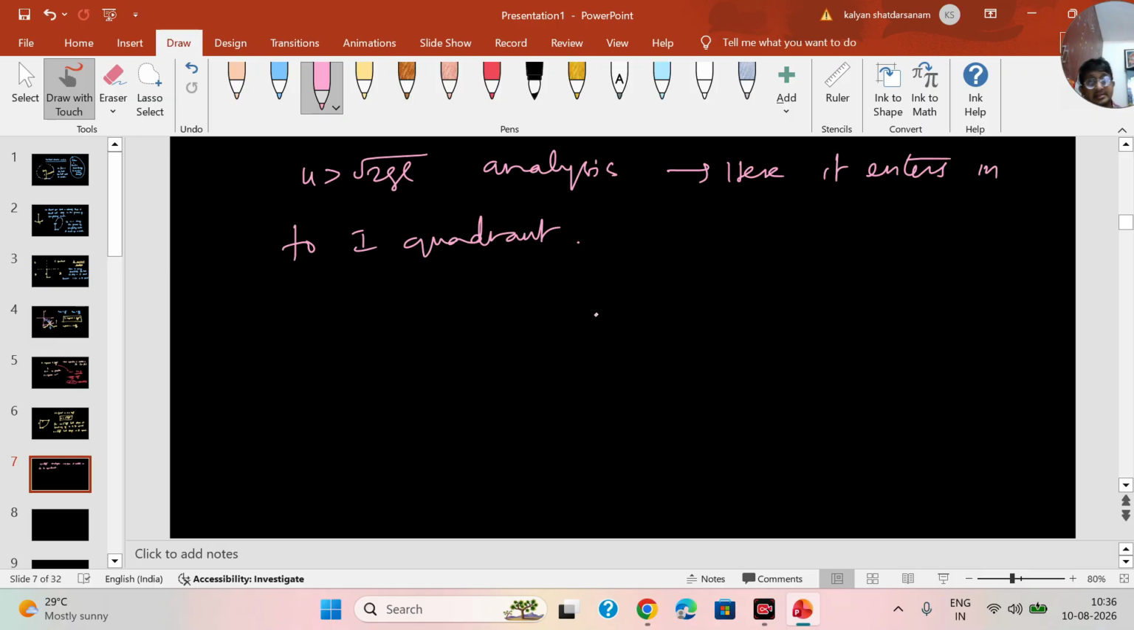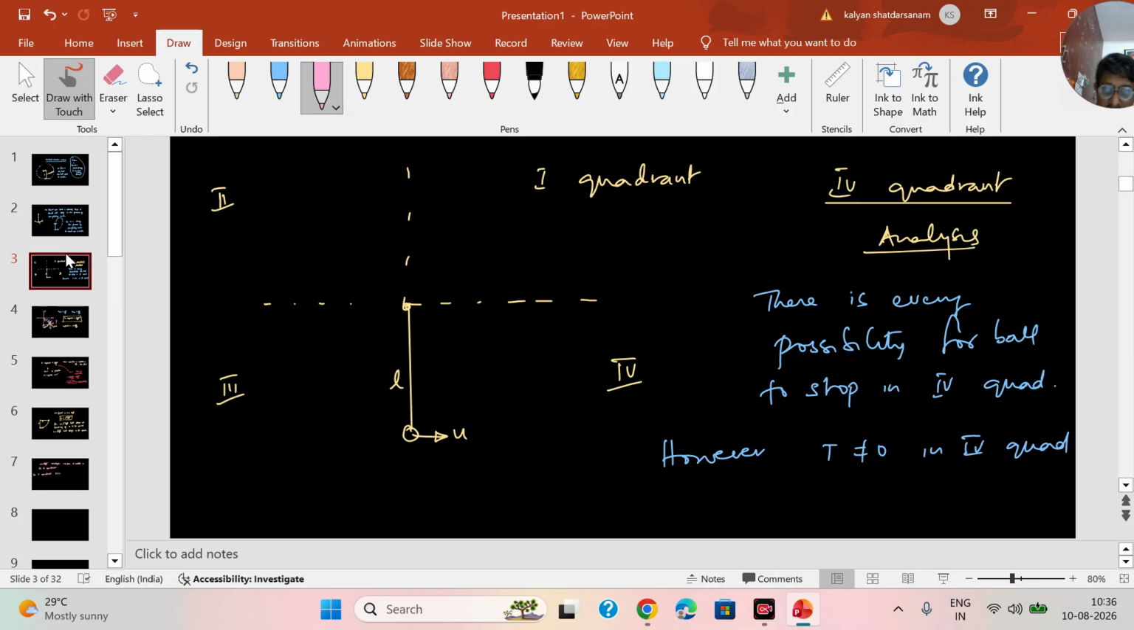Now here there is another danger. The danger is this: in the first quadrant, speed will never be 0. You try this experiment in the house, take a thread and stone, you give such a velocity to the stone that it will stop in the first quadrant, and then fall vertically. That will never happen. The ball, once it enters the first quadrant, can never stop.